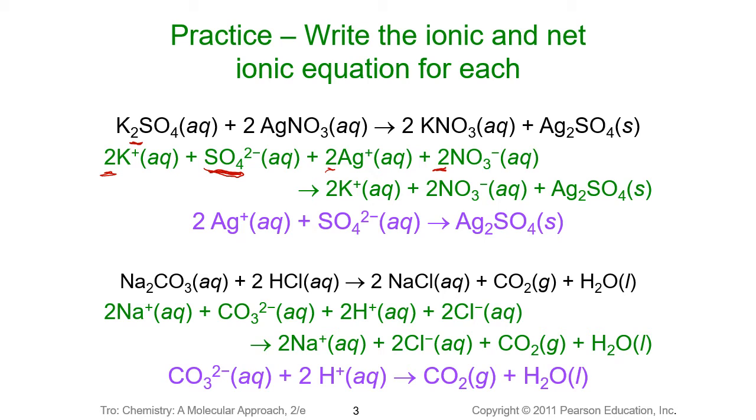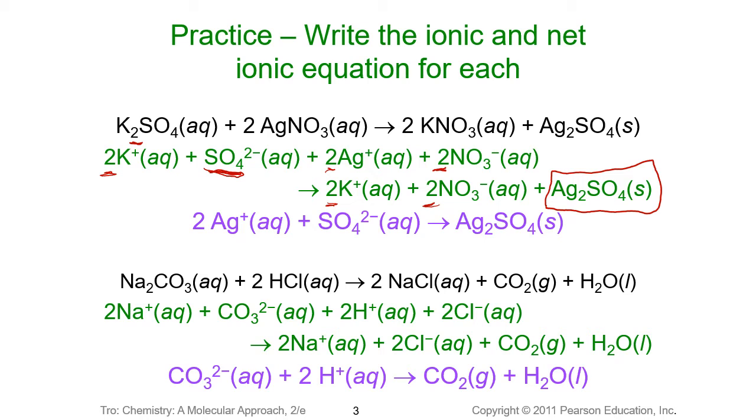On the product side, because we have potassium nitrate that is aqueous, that gets split apart into the ions, and the coefficient gets used for each of the ions. The silver sulfate, because it's a solid, does not get split into ions. It remains the entire compound.